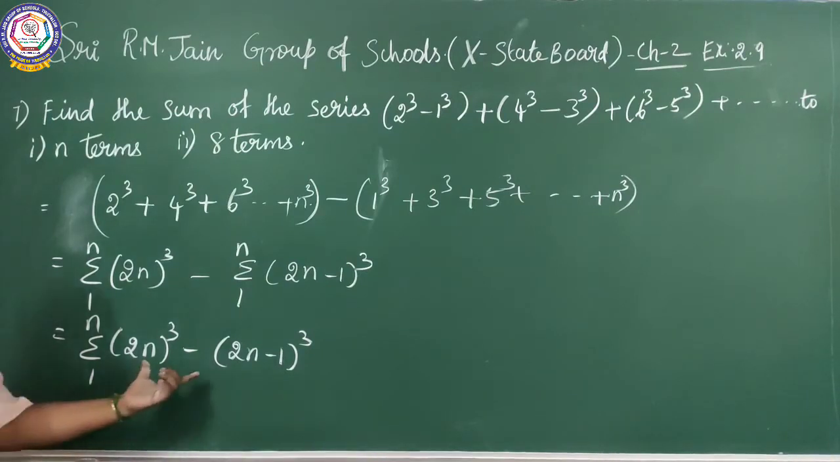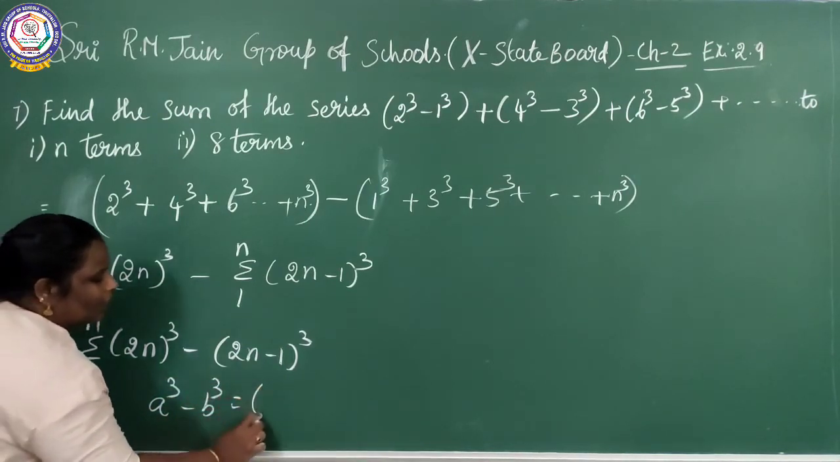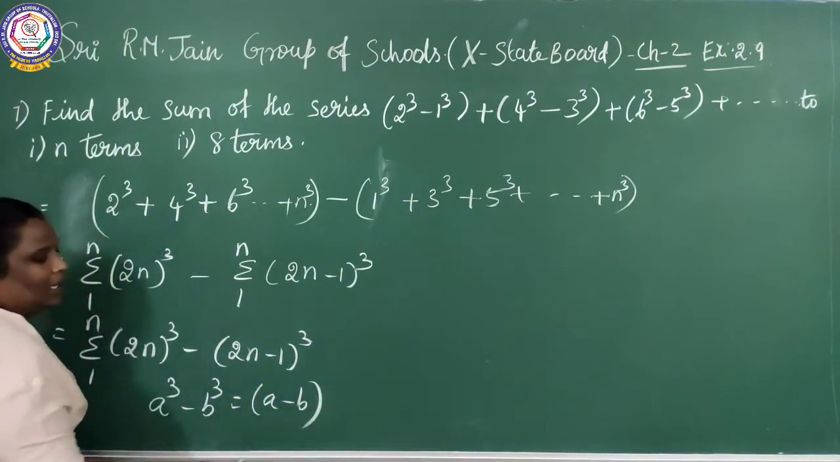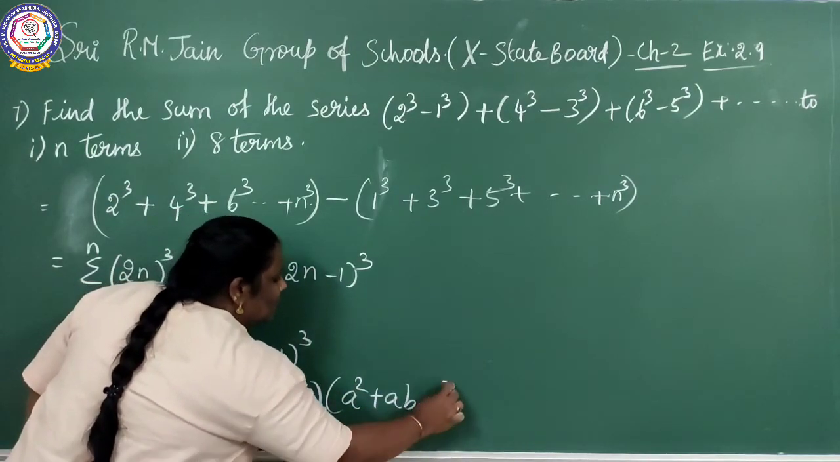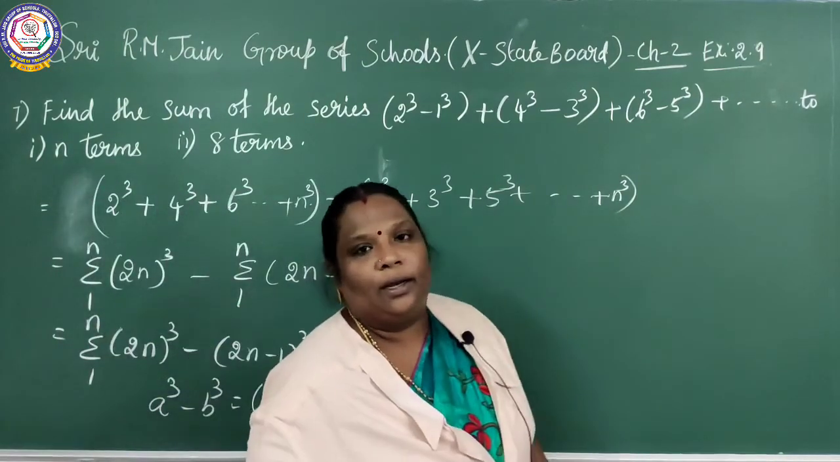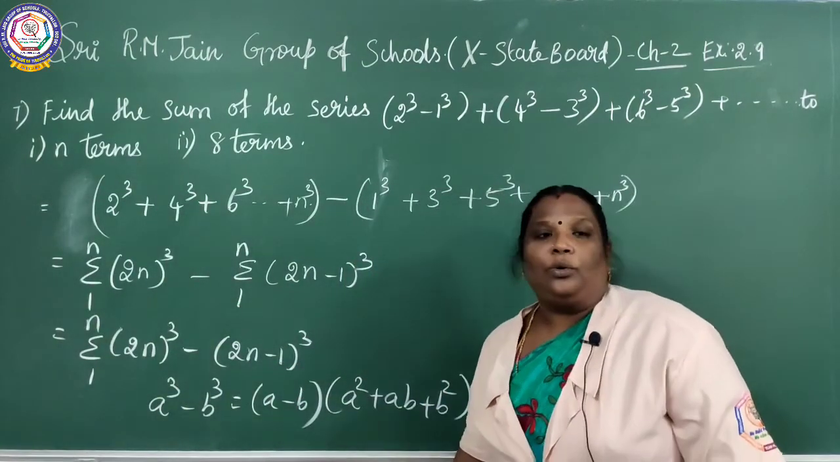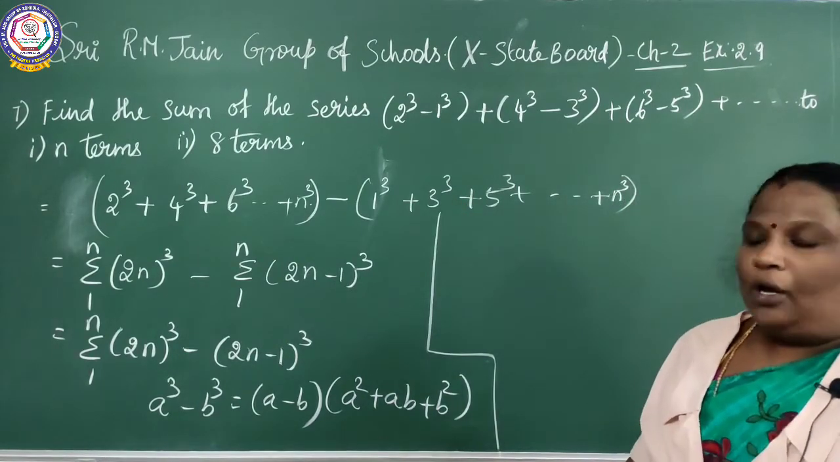You can take this term alone. You know the formula a cube minus b cube. What is the formula? a minus b into a square plus ab plus b square. What is a value here? 2n. What is b value here? 2n minus 1. A value is 2n.